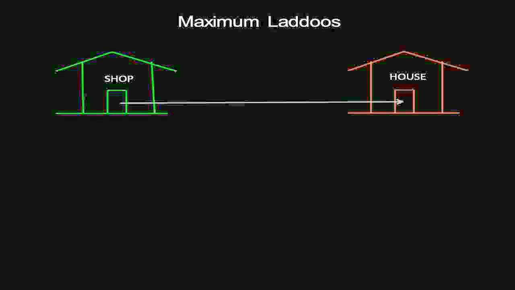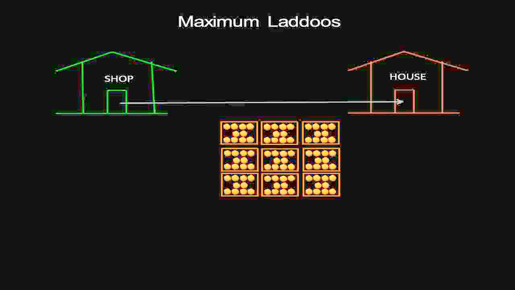So given that we have the 1 laddu box and the 10 laddu box, let's see what is the maximum number of laddus that you can pack from the shop to the house. In the 10 laddu boxes we could use only 9, because we have chosen a representation where we can have a maximum of 9 of any size of box. So 9 10 laddu boxes can store 90 laddus, and 9 1 laddu boxes can store 9 more laddus. So we get a total of 99 laddus that can be stored given the 1 laddu box and the 10 laddu box.